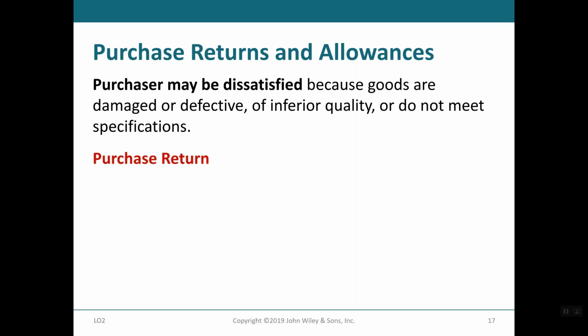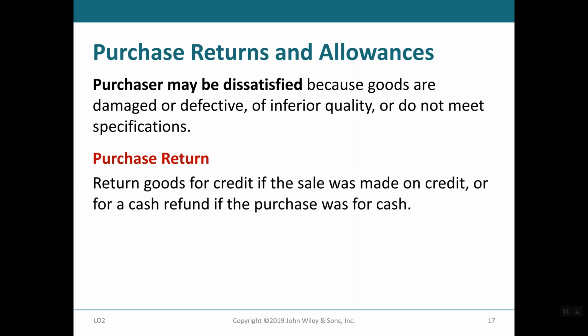Now, purchase return. With a purchase return, you are returning goods for credit if the purchase was made on credit, or for a cash refund if the purchase was for cash. Okay, so if you are returning something that you purchased and you made a cash payment, they're giving you cash. And if it is credit, you are returning the goods for credit.